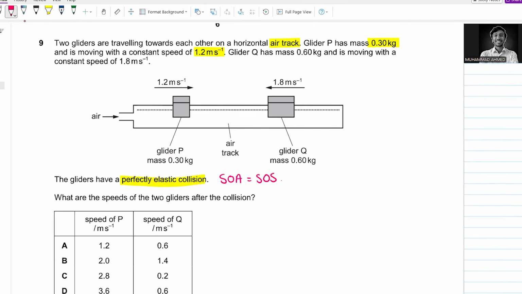Can you realize glider P is moving towards the right with the value of 1.2. Glider Q is moving towards the left with a value of 1.8. Both the speeds are in opposite direction. If the speeds are in the opposite direction, how do you calculate the speed of approach? 1.8 plus 1.2. The speed of approach comes out to be 3 meters per second.